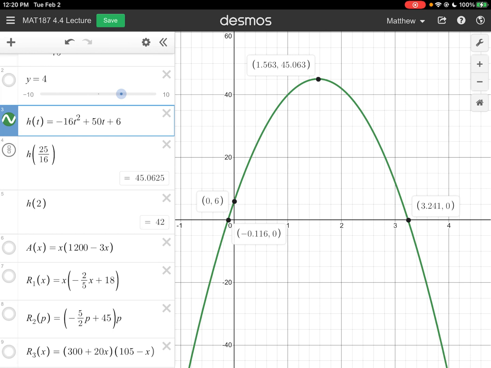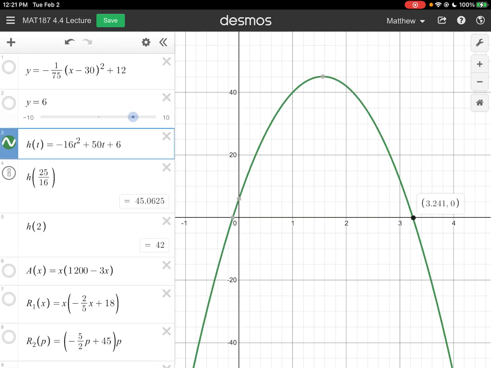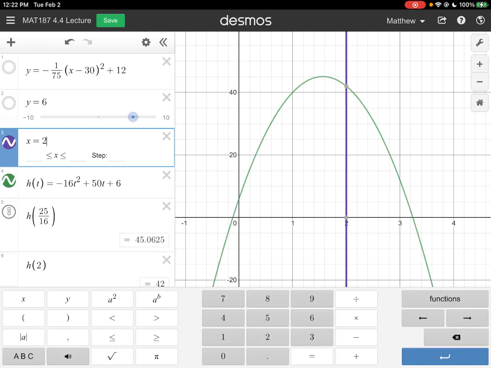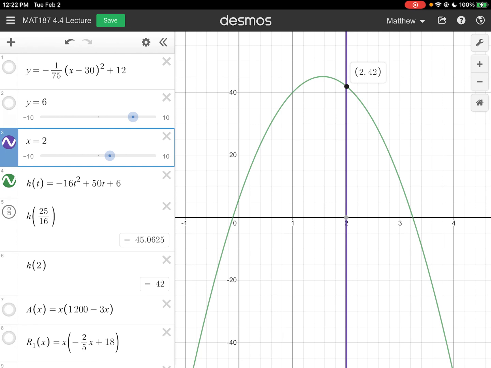Also notice that at time 0, the height is 6. This object was thrown upwards, and as soon as it left the hand of the thrower, it was already 6 feet above the ground. And according to this, it hits the ground at 3.241 seconds, which was one of our answers we got by using the quadratic formula. And then the other question was, put a vertical line x equals 2 and see where it is in our graph. 2 seconds after we released the object was already on its way back down, and it was at height 42 feet 2 seconds after we released it.